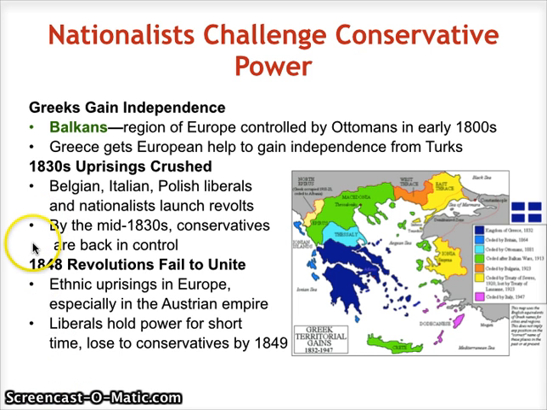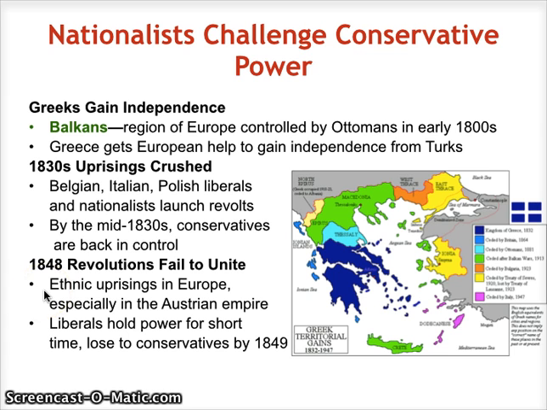But many of these uprisings do not follow through. So even though all these countries are trying to gain their own independence and become nation states, it does not work. And so in the mid-1830s, many of the conservative governments are back in control. Now remember, conservative governments are those monarchies.